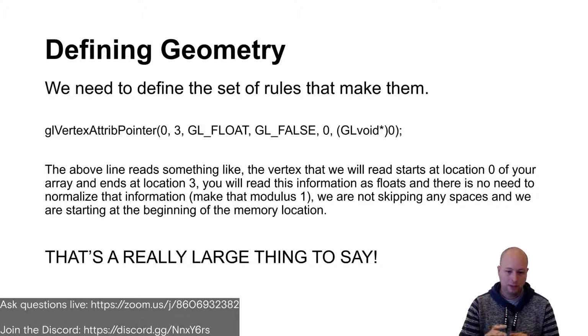And so this line is very annoying, and we can try to say the above line reads something like: the vertex that we will read starts at location 0 of your array and ends at location 3, and you'll read this as individual values of floats, and there's really no reason to normalize that information, and we're not skipping any spaces as in stride, and we're beginning at the beginning of the memory location. It's a lot of stuff to say, but it tells you a lot about how you would interleave other potential attributes and so on in the future.